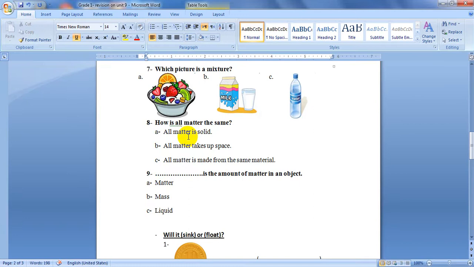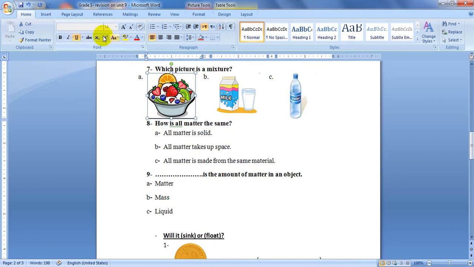The next one, question number 7. Which picture is a mixture? Do you remember what a mixture is? When you put two or more kinds of matter together, it makes a mixture. So here, letter A, B, or C, which of these is a mixture? Of course, it's letter A. It shows a mixture.